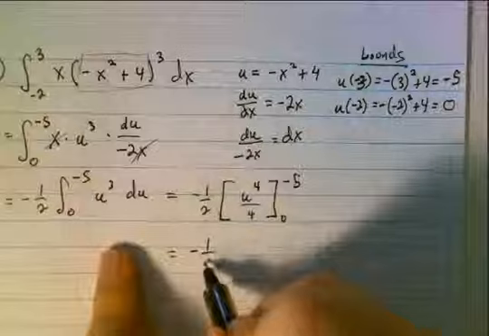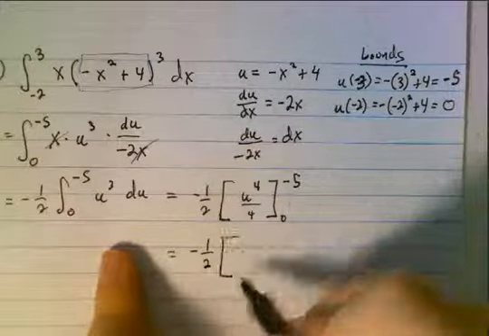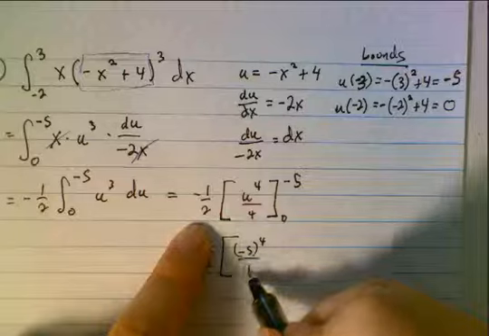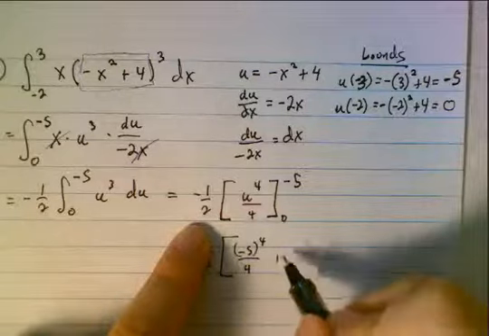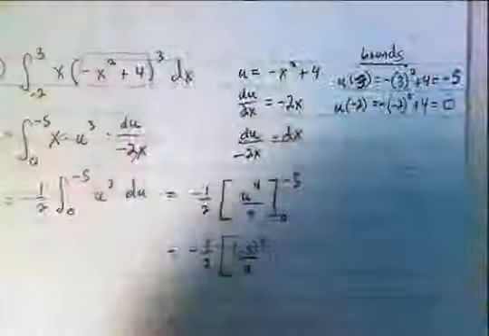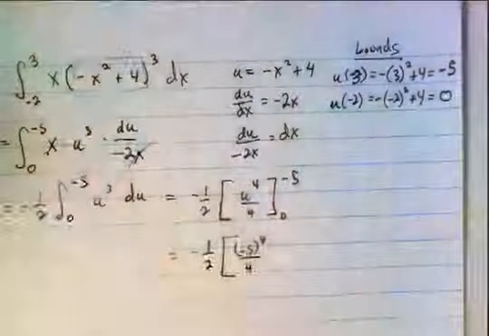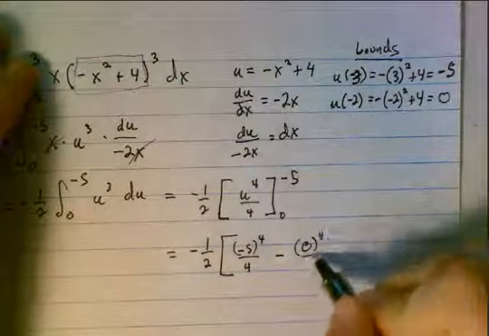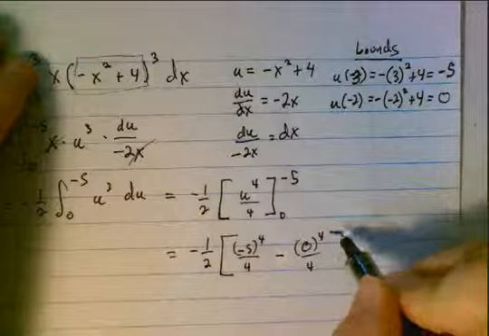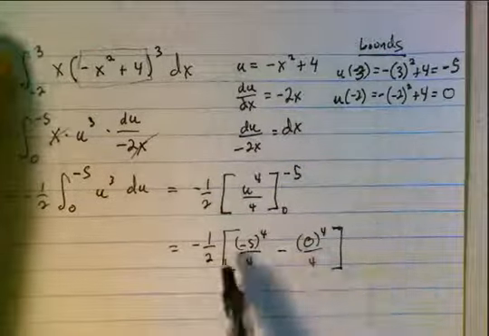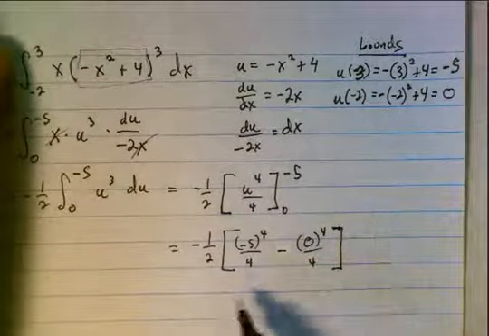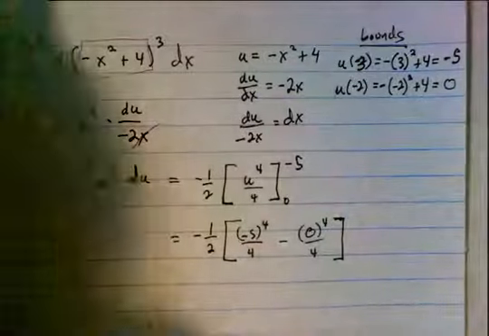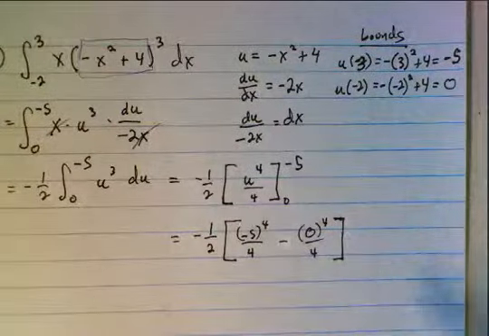So when we substitute that in, -1/2 times -5 to the 4th over 4. Oops, I'm about to write plus there. I should not be writing plus, I should be writing minus. This is 0 to the 4th over 4. Notice these brackets are just functioning like normal brackets, like big parentheses. Once these bounds go away, we're all done with the substituting part.